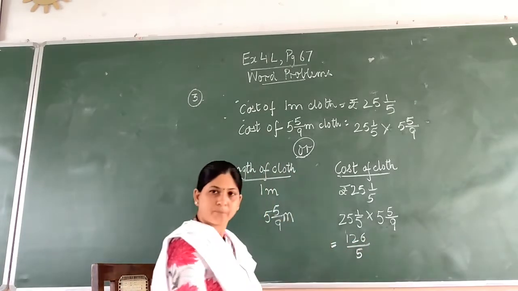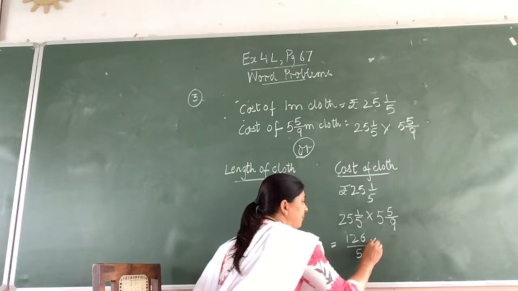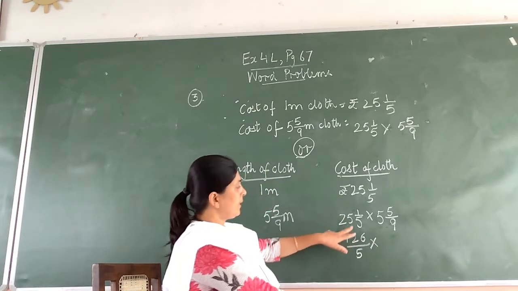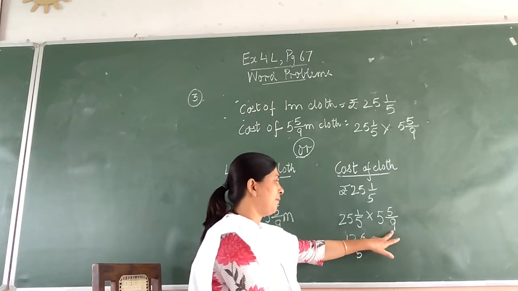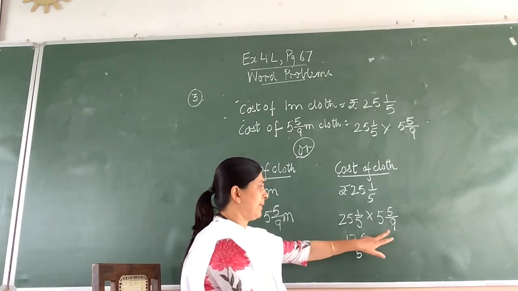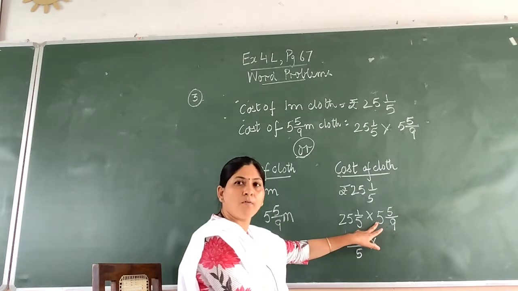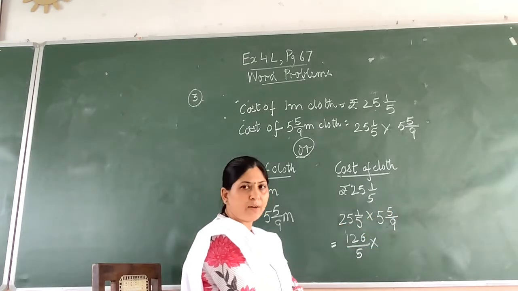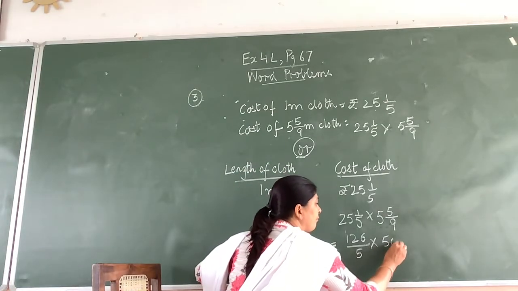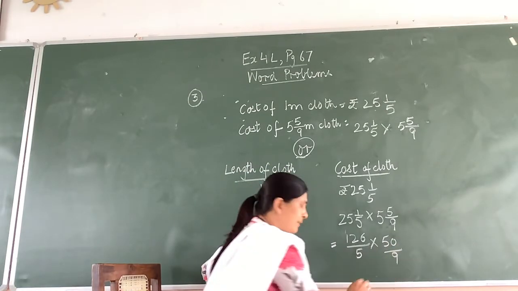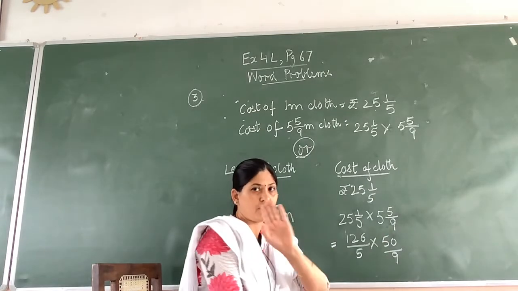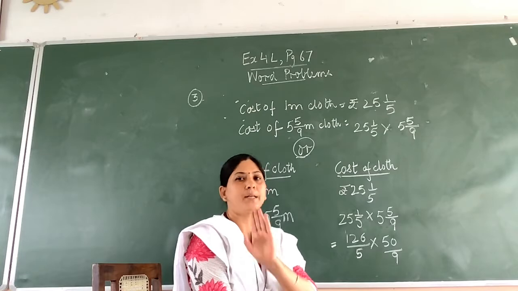126/5. Okay, now we will multiply it by... we have changed this into an improper fraction. Now we will change this also into an improper fraction. So I multiply: 9 times 5 is 45. 45 plus 5, how much is that? 50. 50/9. Now we find a common factor of numerators and denominators.